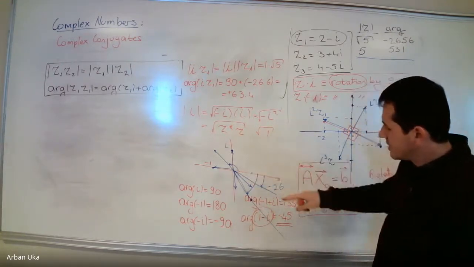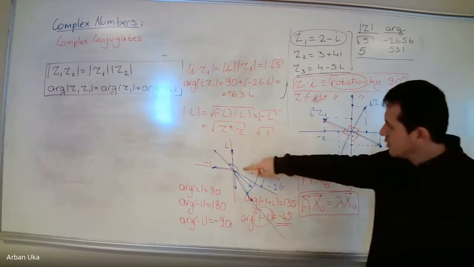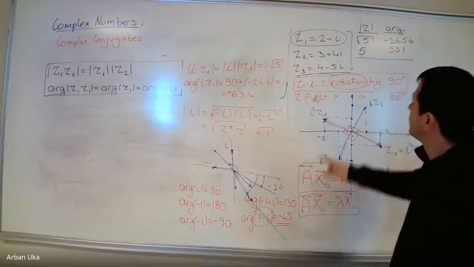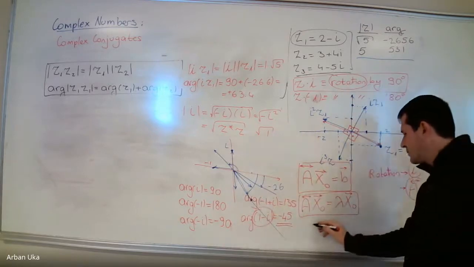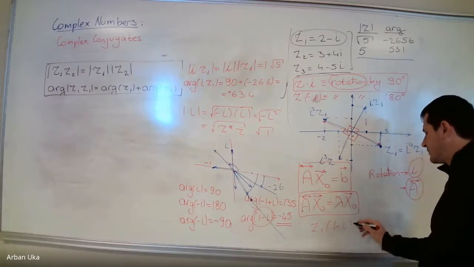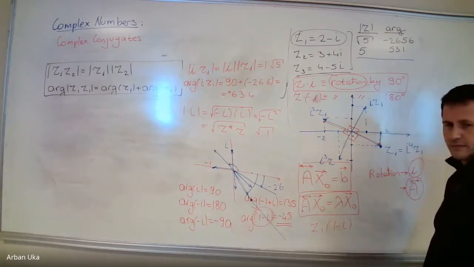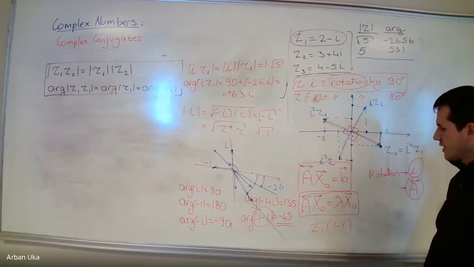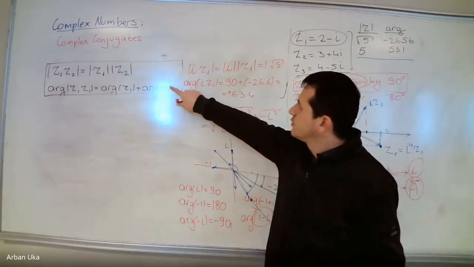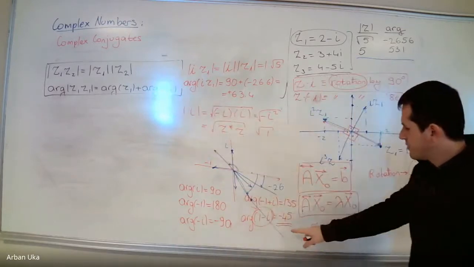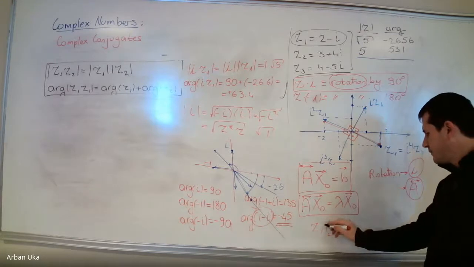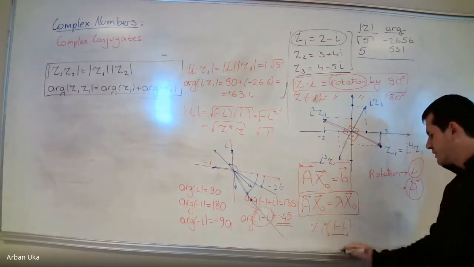Where are we going to find it? Can you help me? What is the magnitude of multiplying Z1, let me write here, Z1, by 1 minus i? We found the angle, right? Now we need to find the magnitude. What is the magnitude of 1 minus i? What is the magnitude here?